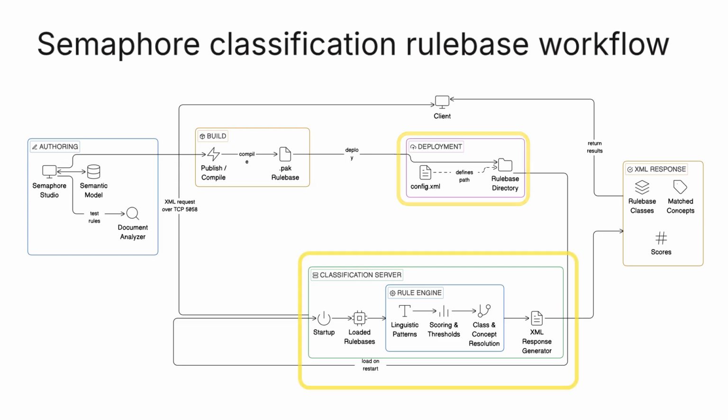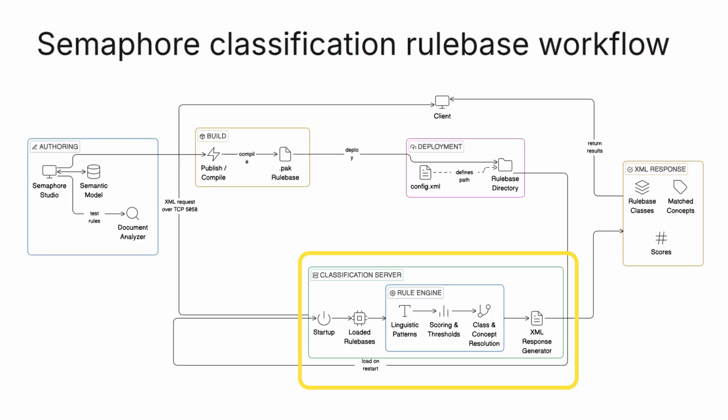Now we move into runtime classification. A client application sends an XML request over TCP containing the document text to be classified. This request is received by the classification server and passed into the rule engine. Inside the rule engine, classification happens in several steps.